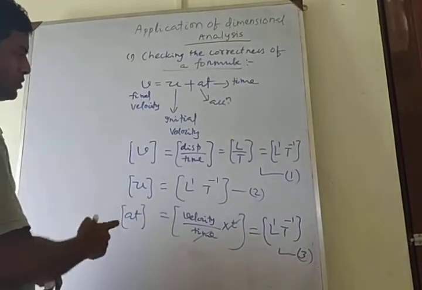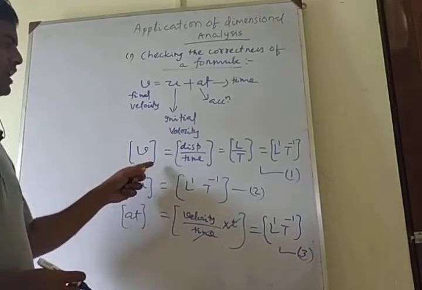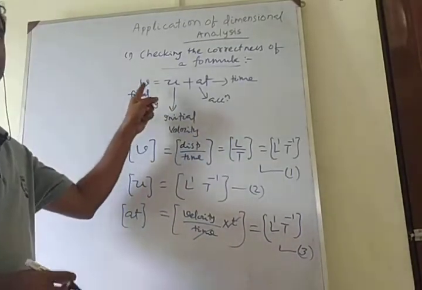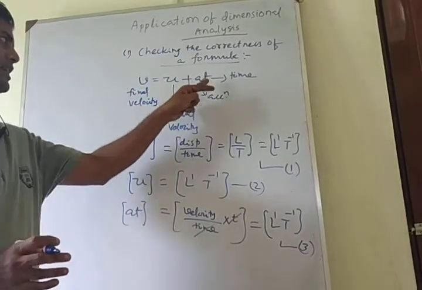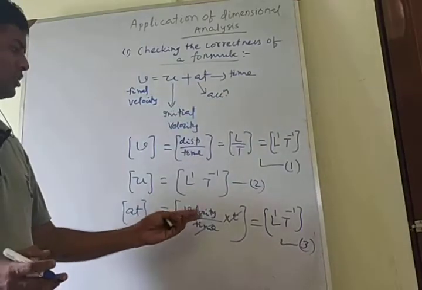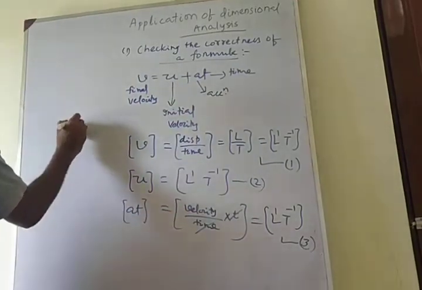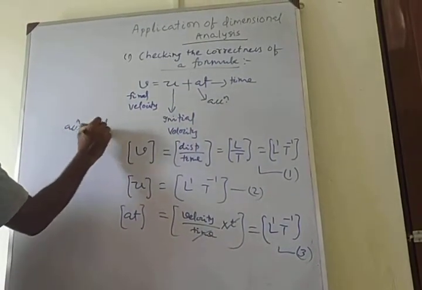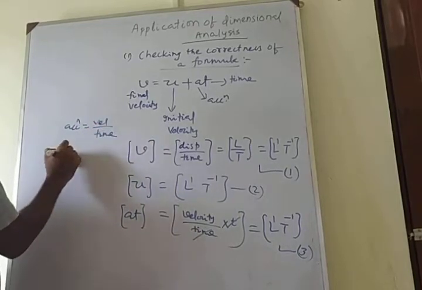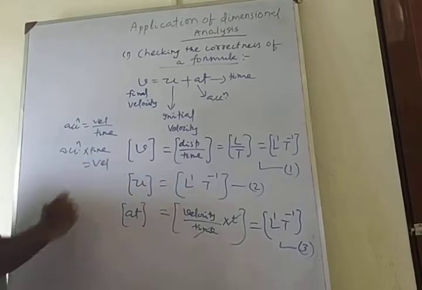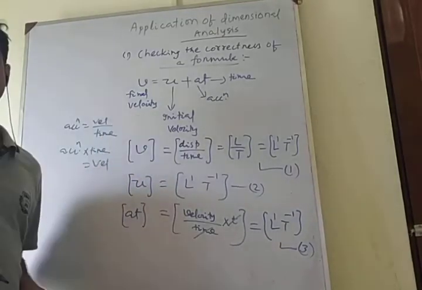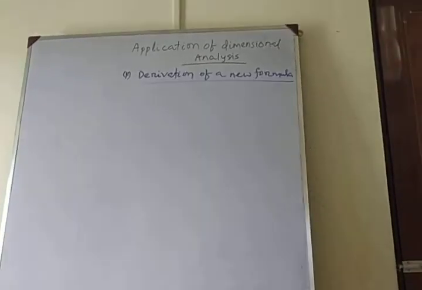So you can write, from equations 1, 2 and 3, we have observed the dimensional formula of the left hand side is giving you velocity. On the right hand side, the first term will give you velocity. The second term, acceleration into time, is nothing but, because acceleration equals velocity by time, acceleration into time will be velocity. So that's why the above formula is dimensionally correct.